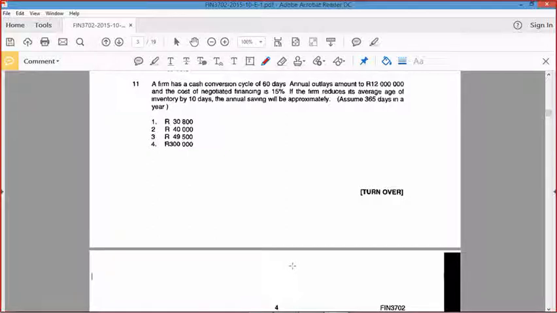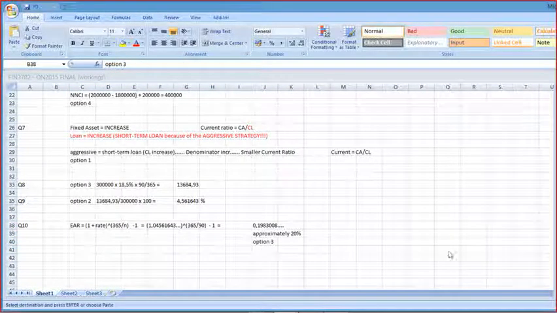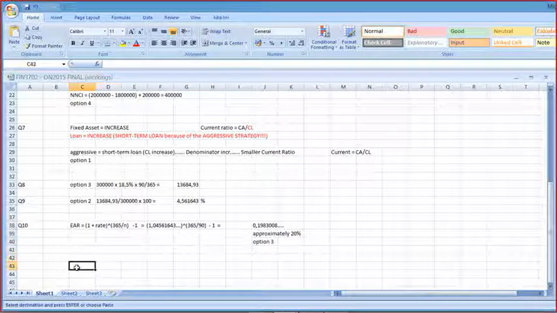So we need to do two calculations. We need to know how much finance they need for the 60 days, which is the current scenario, and then how much finance they need for the 50 days, which is the new scenario, and the difference is how much we're going to be saving. Nice question here. I'm going to show the working. It's not very difficult, it's just looking at the two different scenarios.